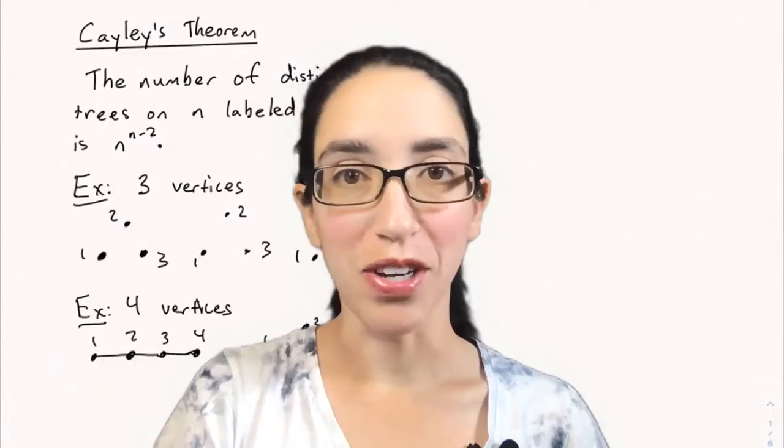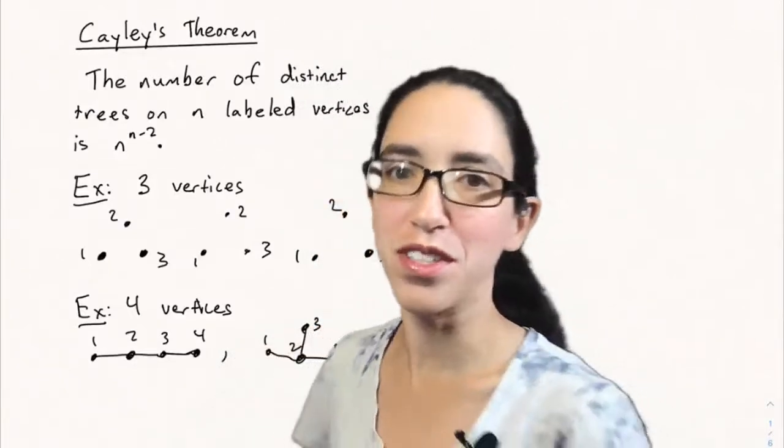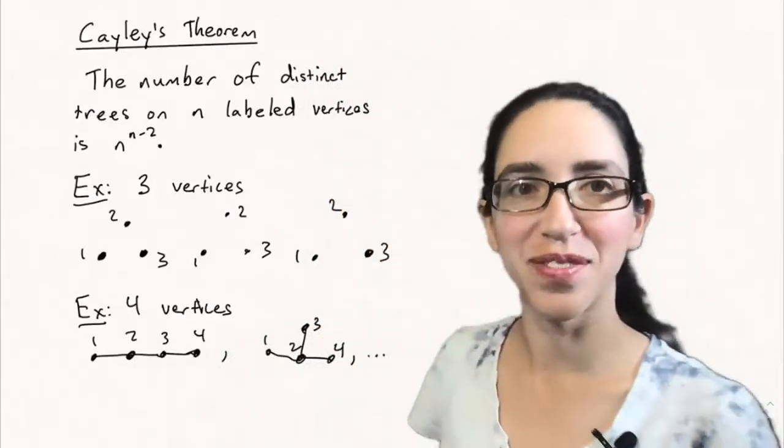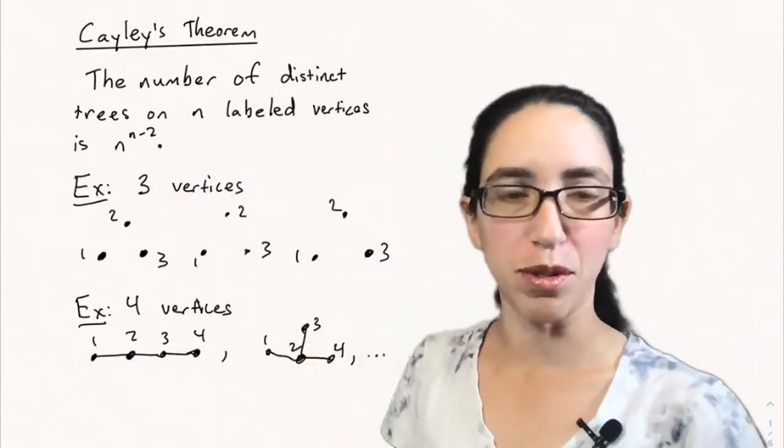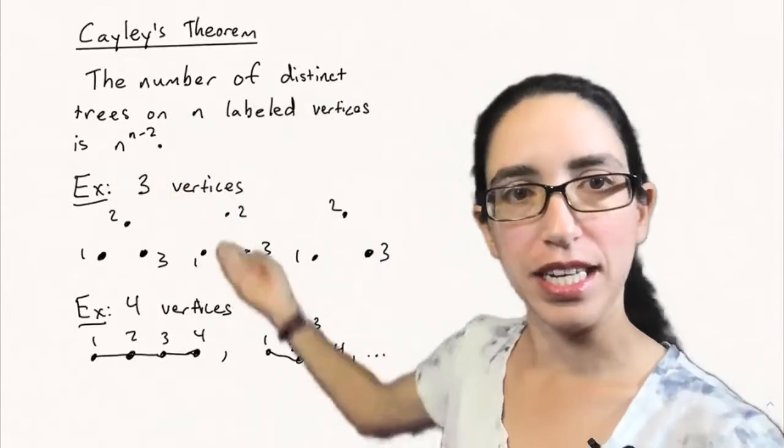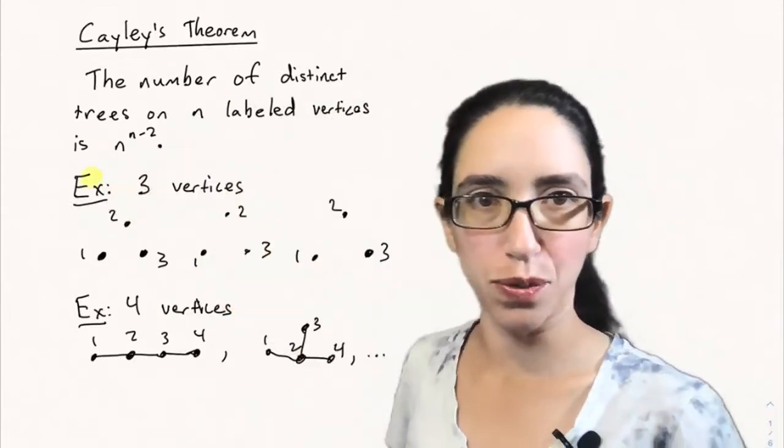Today we're going to be talking about Cayley's theorem, which is one of the most celebrated theorems in combinatorics. It's a formula for the number of distinct trees on n labeled vertices, and the formula is that it's n to the n minus 2.